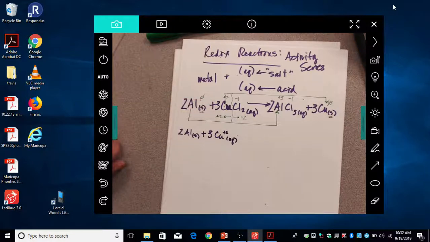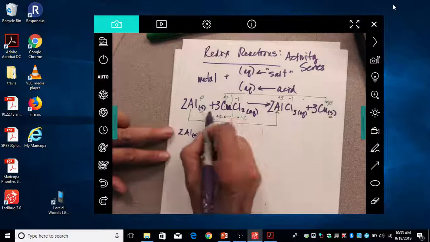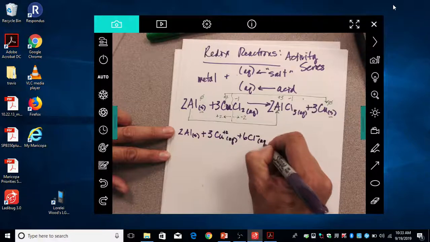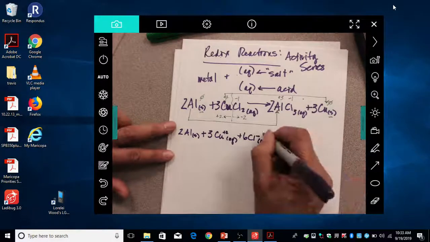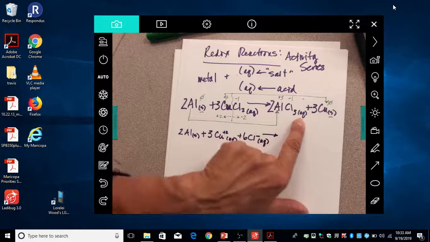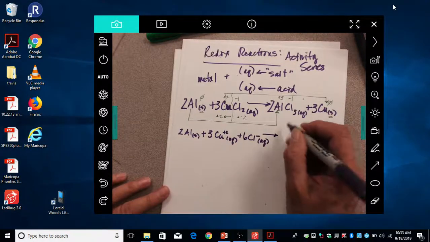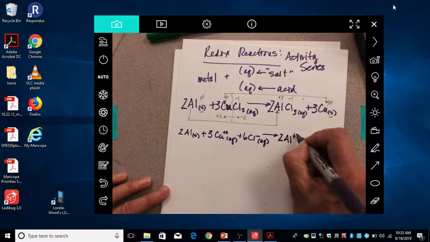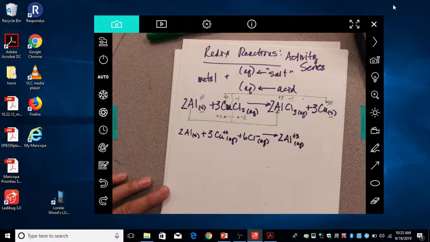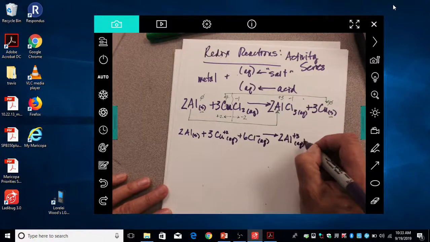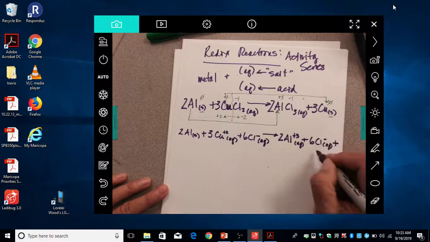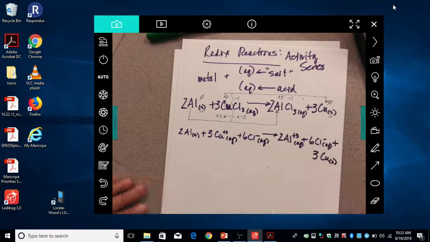Does everybody see where I got 3 copper ions, each with a +2 charge? 3 times 2 means I'm going to have 6 of those chloride ions also in aqueous solution. Now, I still have more aqueous solution stuff going on here, so I have to break those up. If I break up 2 of those aluminum chlorides, I'm going to have 2 aluminum ions, each with a +3 charge in aqueous solution, right? How many of those chloride ions would I have? 6 chloride ions, also in aqueous solution, plus my 3 copper solid that I have.